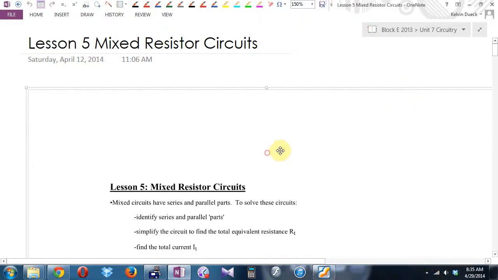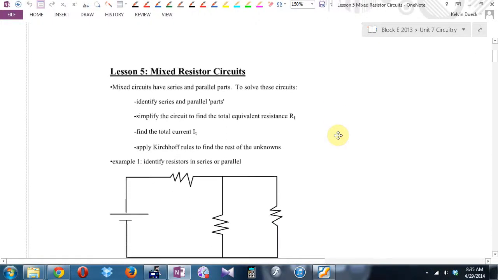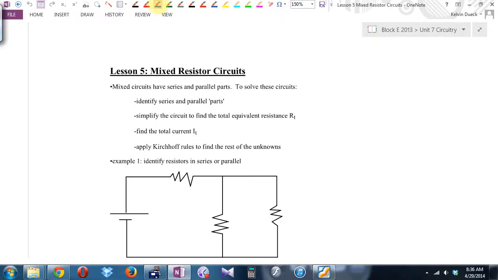So, lesson 5, mixed resistor circuits. Mixed resistor circuits have some series parts and some parallel parts, which seems pretty obvious. That's what we mean by mixed. To solve, you need to be able to identify which parts are in series, which parts are in parallel, and simplify the circuit to find the total equivalent resistance, and I usually call that RT for R total.